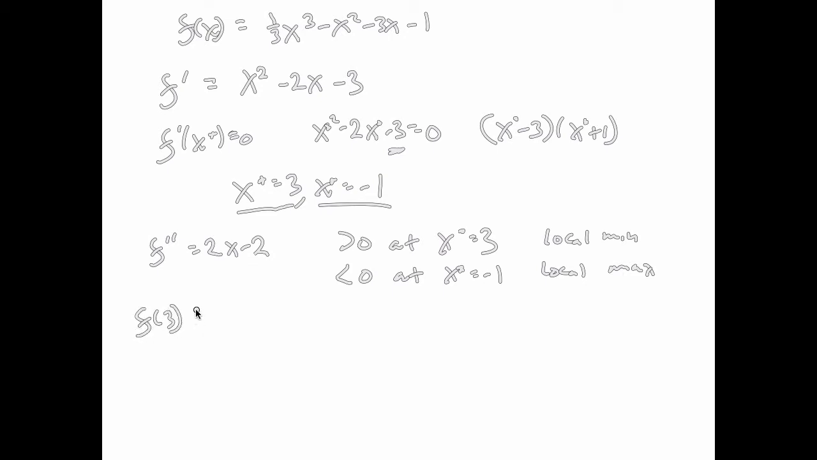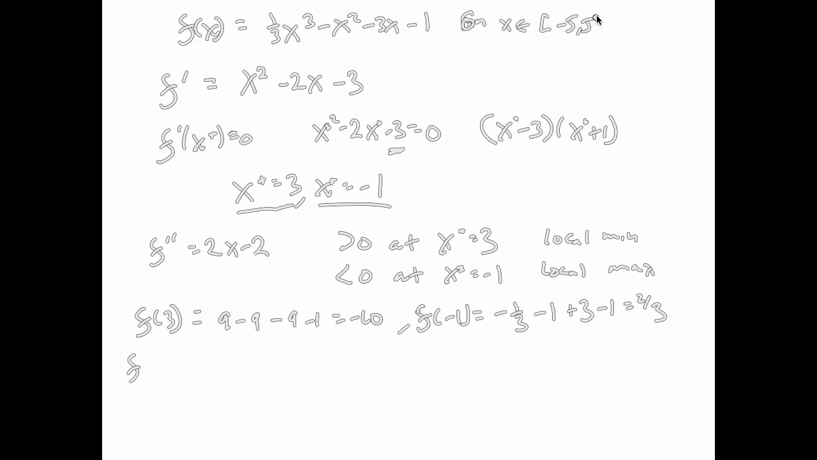F of 3 is going to equal 9 minus 9 minus 9 minus 1, which is -10. F of -1 is going to equal -1/3 minus 1 plus 3 minus 1, which equals 2/3. Okay. Continue with the endpoints. Oh, I didn't mention the endpoints up there. Sorry. So this is on the domain -5 to 5.